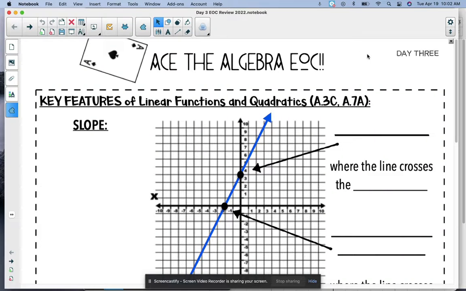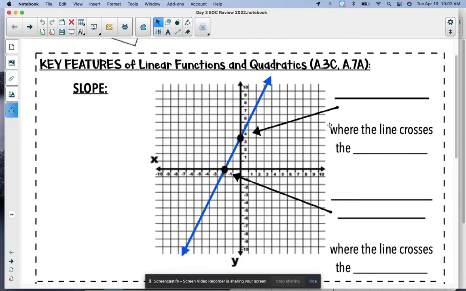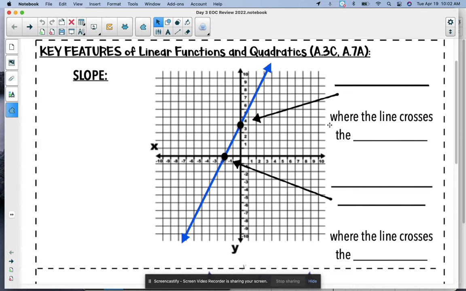Everyone, so today we're going to be looking at day 3 of Acing the Algebra EOC, and today is a pretty basic, straightforward day that we've covered a lot in this class. So to get started, what we're going to look at first is key features of a linear function, and this is something that produces a line.